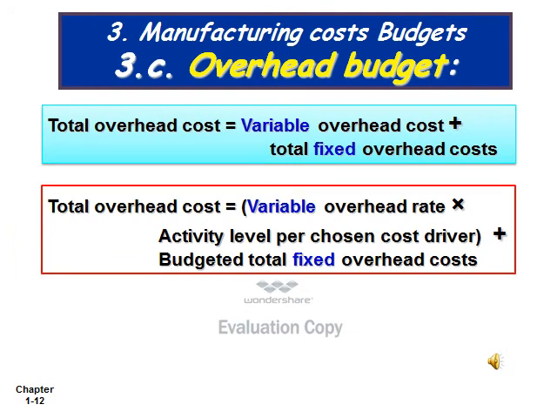Overhead budget as a part of manufacturing cost budget depends on an equation that is total overhead cost equal variable plus fixed, variable overhead cost plus fixed overhead cost. In more details, total overhead cost equal variable overhead rate times activity level per chosen cost driver plus budgeted total fixed overhead cost. Take an example.